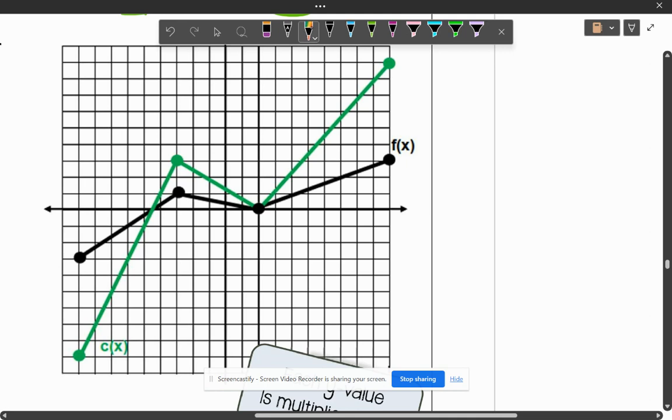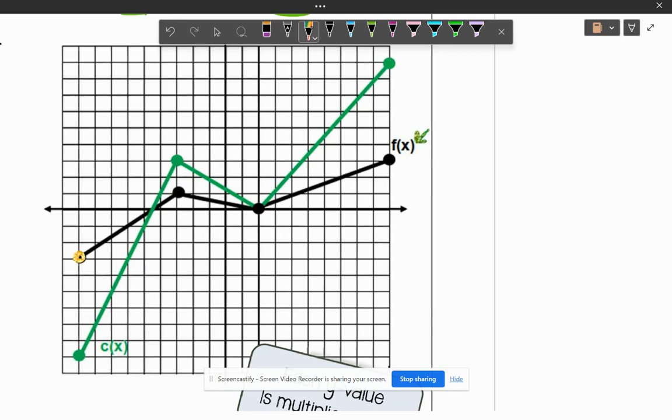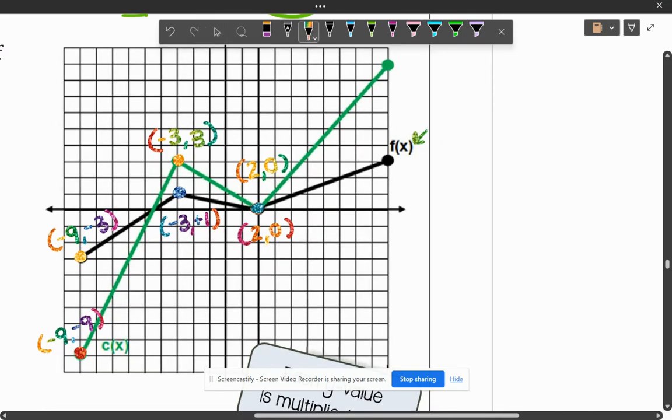So we've got f of x is the black function. So f of -9 is -3, but c of -9 is -9. And f of 2 is 0, and c of 2 is also 0. Okay, they hit at that same point. And lastly, f of -3 is -1, and c of -3 is 3. Oops, sorry, I think I meant +1. There we go.